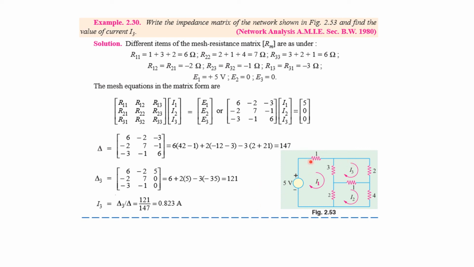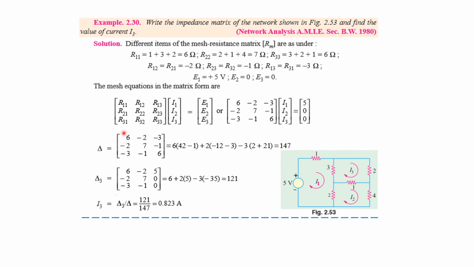So what to get R11? 1 plus 3 plus 2, that is equal to 6 ohm. Now R22, to get R22, 2 plus 1 plus 4. So what is that? 7 ohm. To get R33, 3 plus 2 plus 1. So what is that? 6 ohm. So once we get the diagonal elements, now to get R12 and R21, very simple: the resistance common between loop 1 and 2 only. Now who is common between 1 and 2 only? It is 2 ohm. So we will take it as minus 2. So this we write here, minus 2.